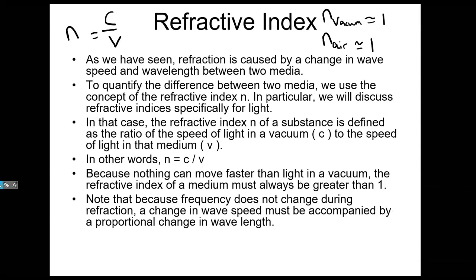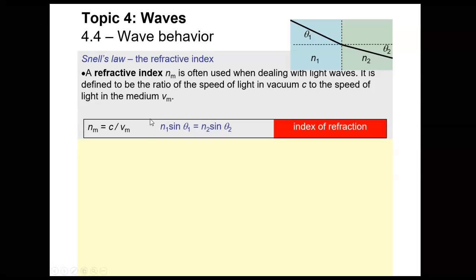Okay, so let's say I tell you that the refractive index for, I don't know, glass is 1.5. What does that mean? Well, basically that means that light is 1.5 times slower in glass than it is in a vacuum. So the higher the refractive index, the slower the wave moves in that medium. Make sure you understand how refractive index is defined.